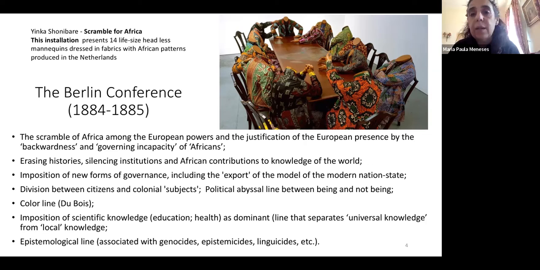And this is an installation by Yinka Shonibare that represents 14 life-size mannequins dressed in African fabrics, but they had no heads. And they were sitting at the table scrambling the continent. So that is that violent exercise that in a sense, in theory, legitimized the European presence in the continent and led to a violent series of episodes.